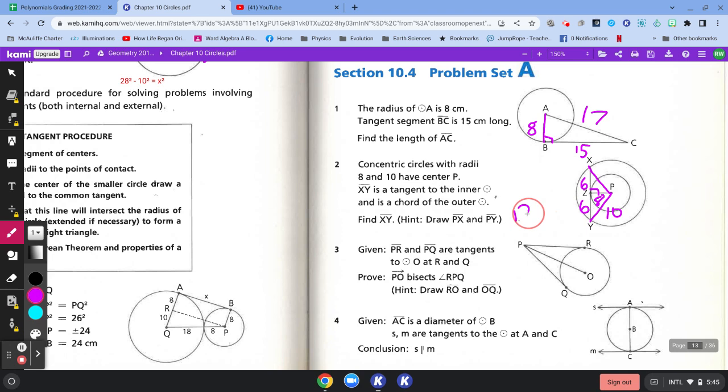Woo! 12 whatever units, we'll call them badgers today.